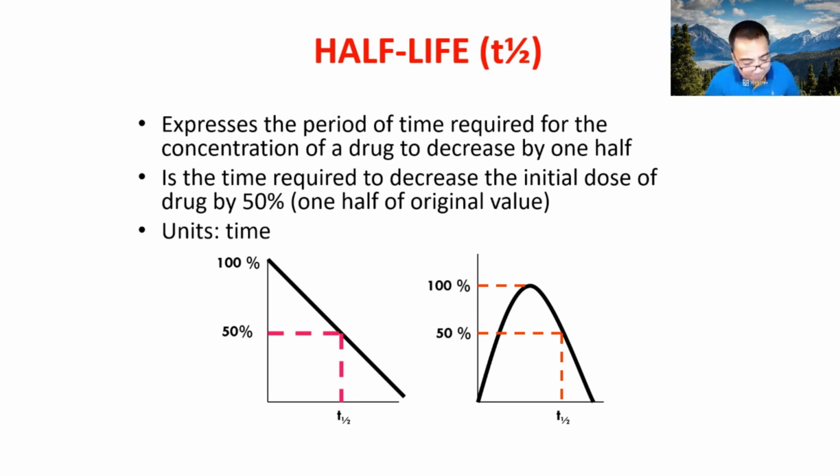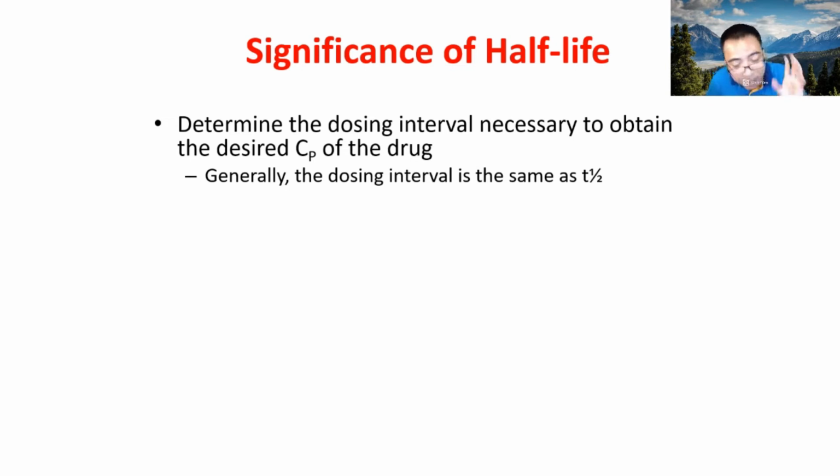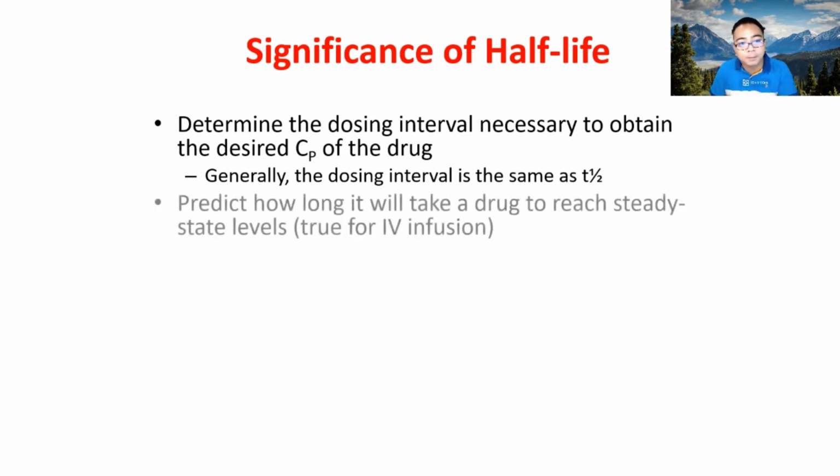Now, for half-life, ano ba yung half-life? Half-life, class, is basically the period of time required for the concentration of a drug to decrease by 1/2. So it is the time required to decrease the initial dose of a drug by 50%, or 1/2 of its original concentration. So why is this significant? Okay, half-life, class, is being used to obtain the dosing interval of the drug to determine or to get a desired CP. So generally, the dosing interval is usually, but not all the time, the same as your half-life. Okay, it predicts how long it will take a drug to reach steady state levels.